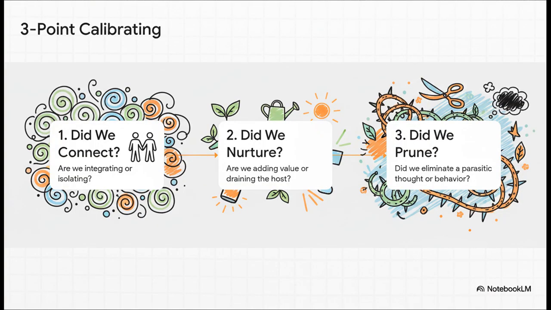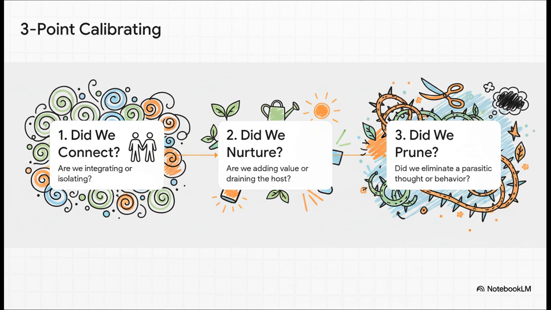And here it is. It's called the 3-point calibrating. At the end of every day, you just ask yourself 3 questions. Number 1, did we connect? That's all about fighting the urge to isolate yourself. Number 2, did we nurture? Did you add value to the world, or did you drain energy from yourself or the people around you?